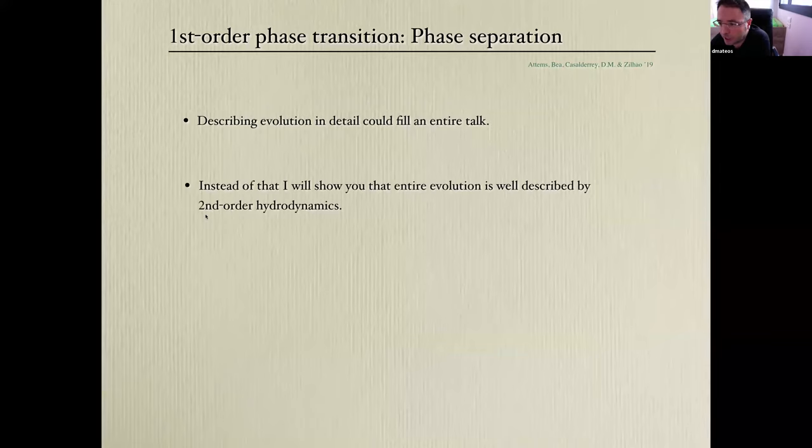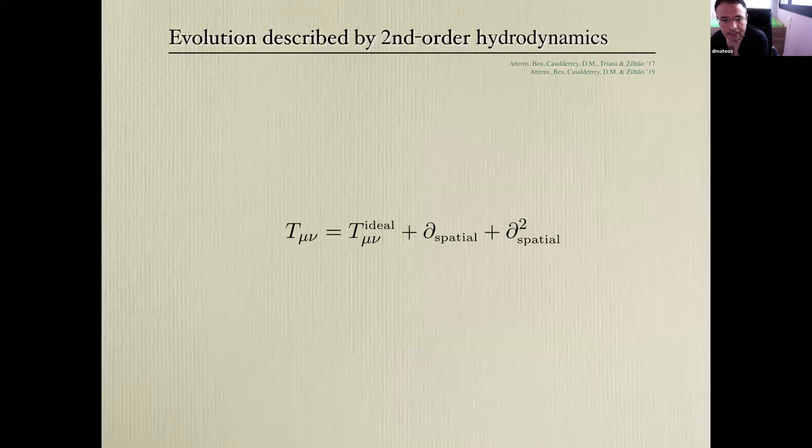Let me explain this and show you a few plots to convince you. By second-order hydrodynamics, I mean the ideal term plus first-order viscous hydrodynamics plus all possible second-order terms. You're probably used to these ones, and you've seen this one many times, because here's where the bulk and the shear viscosities would enter. If you want a good description of this system, it is indispensable. It's not a matter of improving the description a little bit. It is indispensable to include these terms.